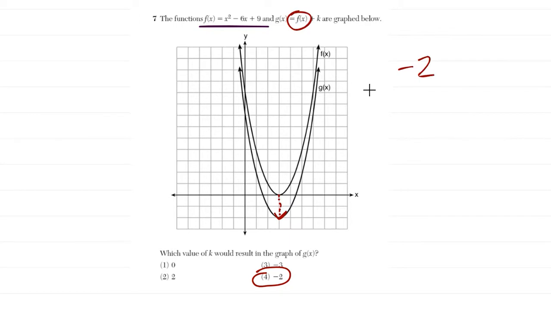Okay, so that's function transformations. If that's not so obvious or you're not comfortable with that, definitely go back and take a look at some practice problems with function transformations.